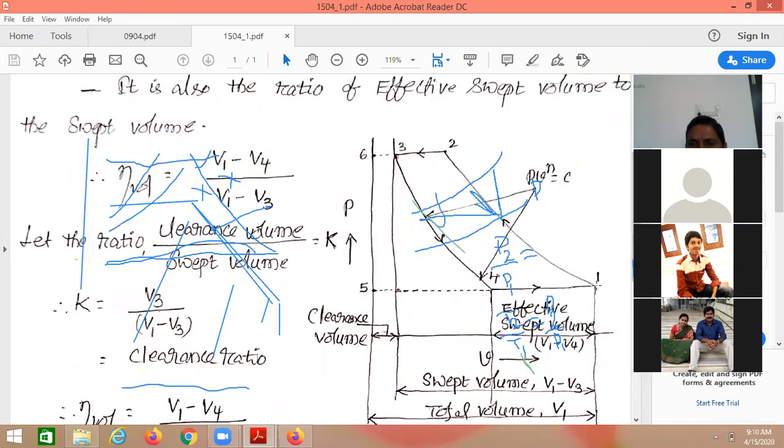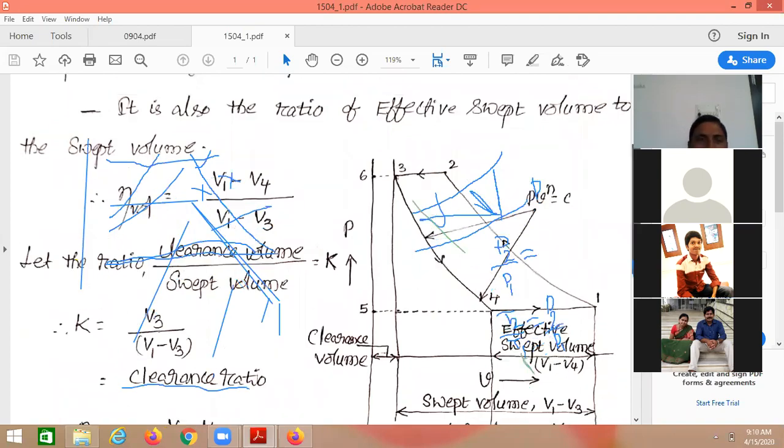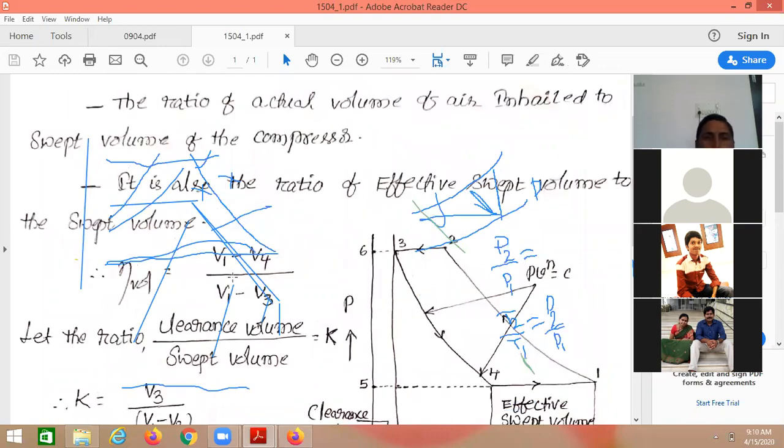So from where to where? Corresponding to 4, air started to enter and continued up to volume V1. What is the net volume of air entered? That is the effective swept volume, or the actual volume of air entered. From where to where has the piston moved during the suction stroke? That is the volume corresponding to 3, continued up to 1. Therefore, volumetric efficiency is written as the ratio between the actual volume of air inhaled to the swept volume by the piston.